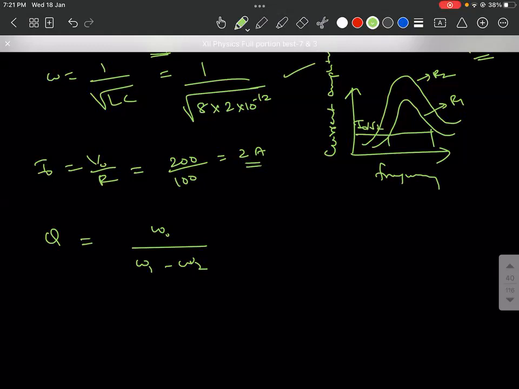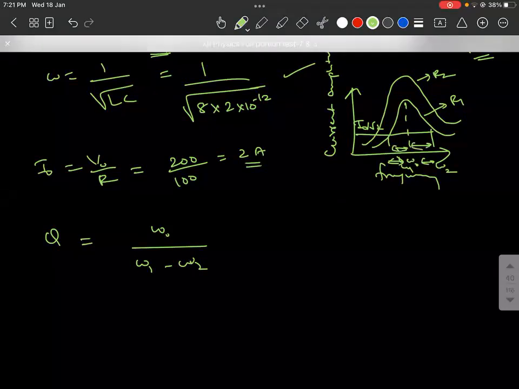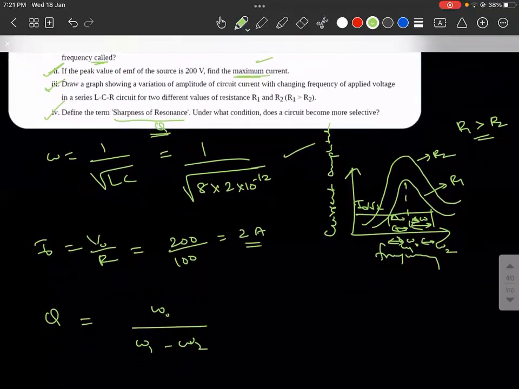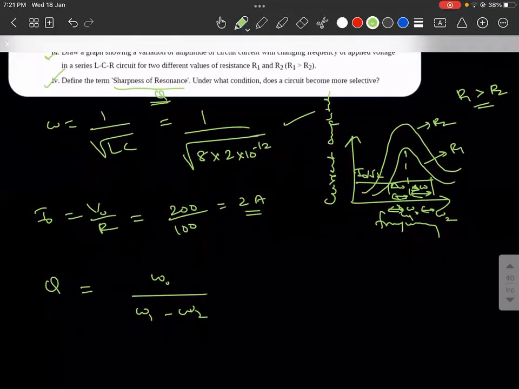It is 2 times the bandwidth. The difference we can write like this. Why we call it bandwidth is because, if this is omega naught, this is omega 2 and this is omega 1, then this is one bandwidth and this is another bandwidth, delta omega. So we write it as 2 times delta omega, or omega 2 minus omega 1. Both are the same. Okay, understood? Yeah. So under this condition, does the circuit become more selective?